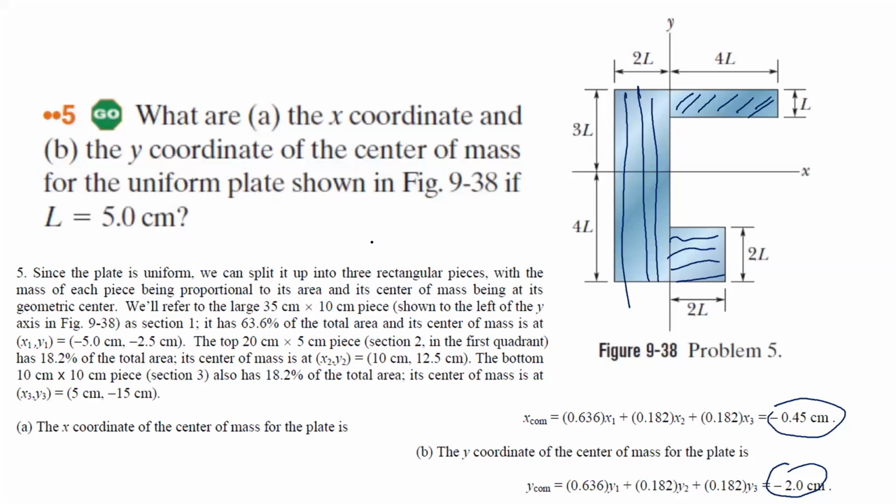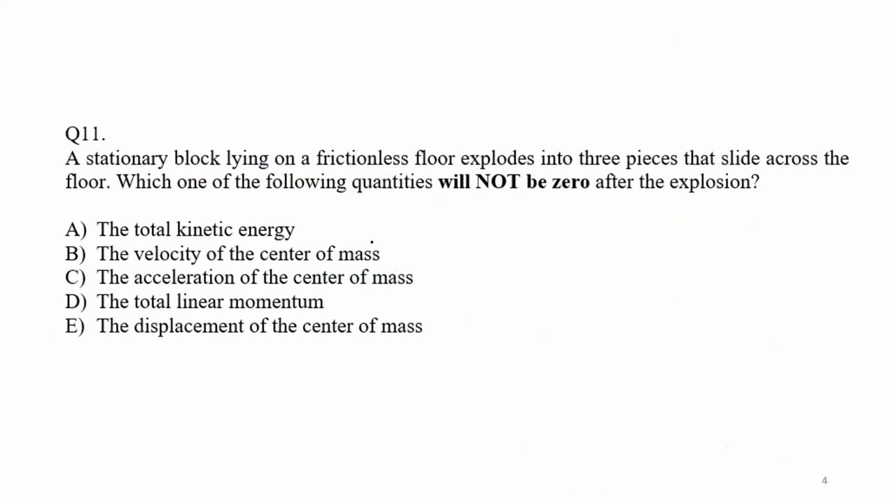Okay, now let me go to the next problem. This is an A+ problem. And in the lecture slides, there is also a problem I want you to solve with a uniform plate, and it's in the book. I talked about it in class. Now, the next problem is about this. I have a stationary block lying on a frictionless floor, and the block explodes in 3 pieces that slide across the floor. Which of the following quantities will not be equal to 0 after the explosion?